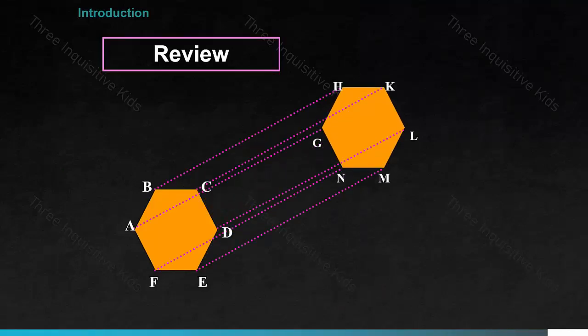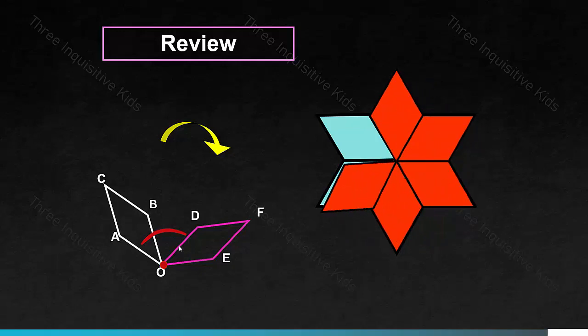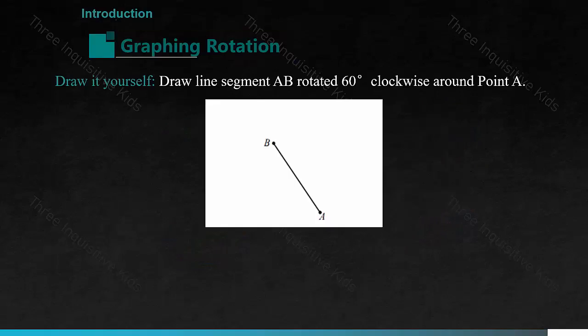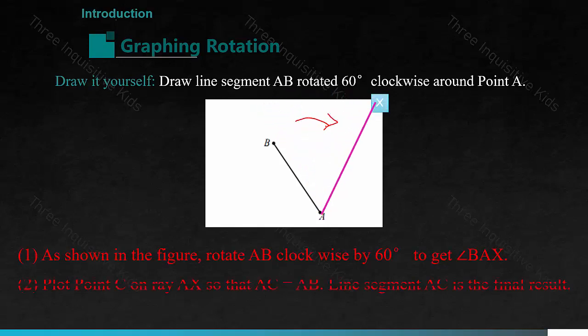Here's some review. Hexagon ABCDEF was translated to hexagon GHKLMN. And this is rotation. Draw line segment AB rotated 60 degrees clockwise around point A. So clockwise would be in this direction, and if you're going to use 60 degrees, you're going to get angle BAX. Remember, you still have to make a line segment that's the same length as AB. So that's why you have to plot another point, C, on the ray AX.